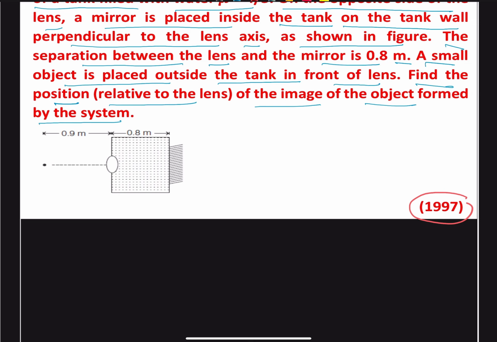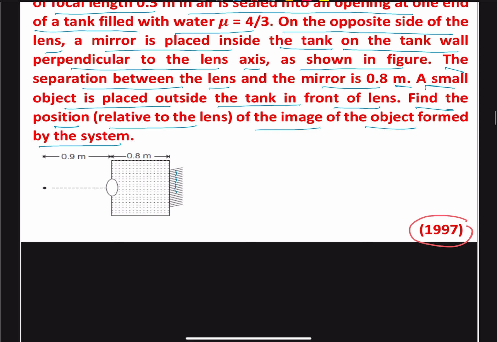a equiconvex lens, and that is just kept at the mouth of a tank which is consisting of water, and then at the end of the water there is a mirror inside the tank, perpendicular to the axis. Okay. So this is our equiconvex lens, and the width of this water tank is given as 0.8 meter.